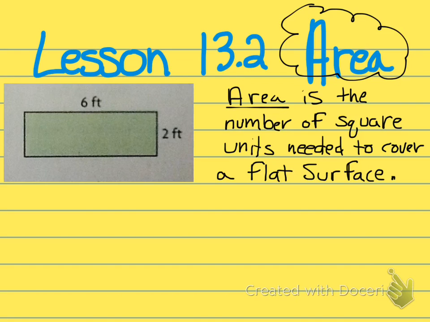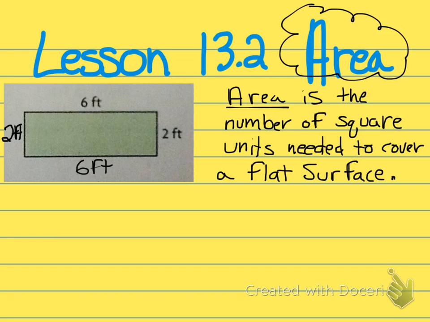Area is the number of square units needed to cover a flat surface. Take some time to write that definition. And then let's take a look at this rectangle, which is 6 feet by 2 feet. Its base, which is another word for width when you're looking at a rectangle, is 6 feet. Its height, which is another word to use for length here, is 2 feet.